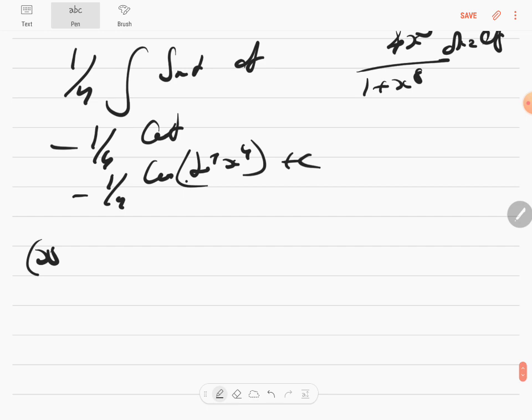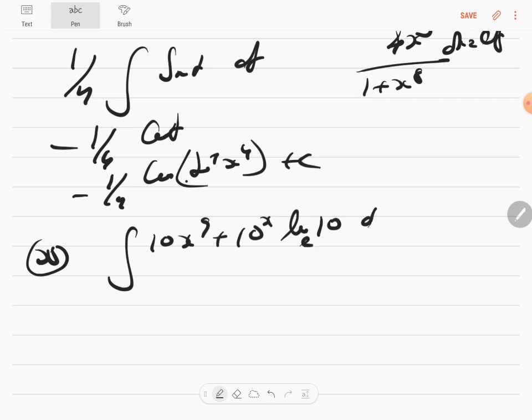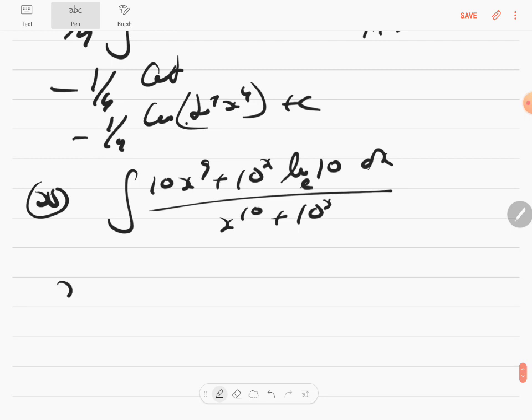So 38th question. Integration of 10x to the power 9 plus 10 to the power x into log 10 to the base e into dx by x to the power 10 plus 10 to the power x into dx. This is a grab-type question. Take the denominator simply as t.